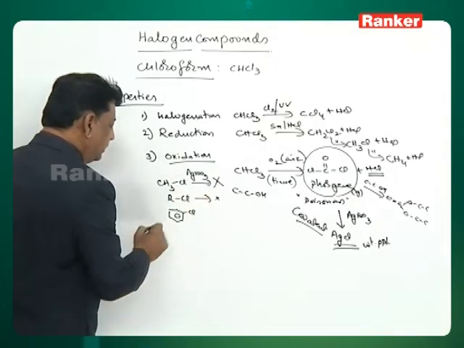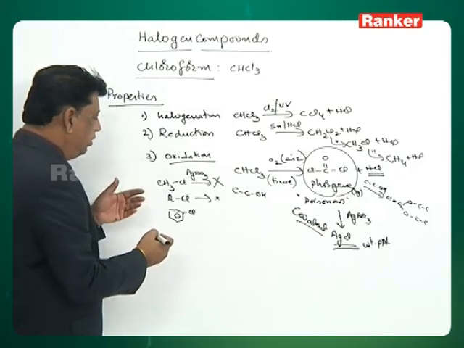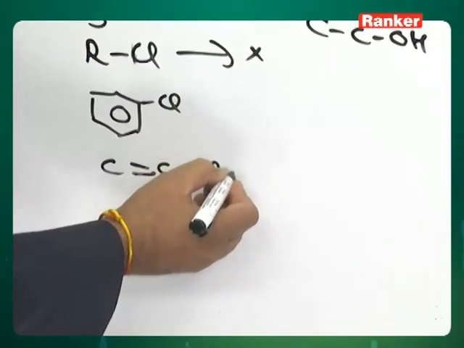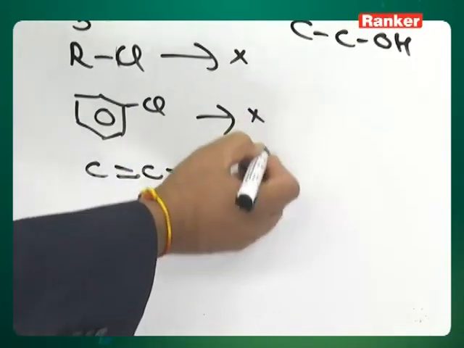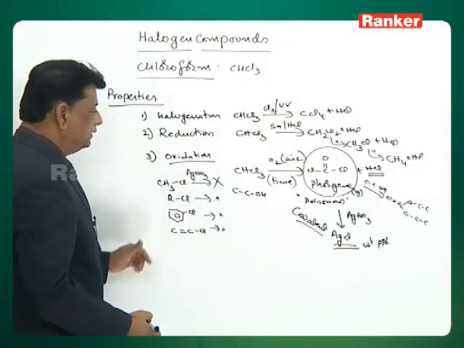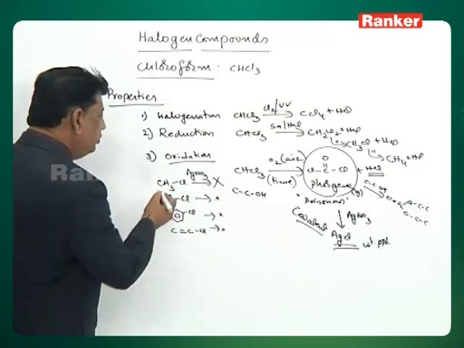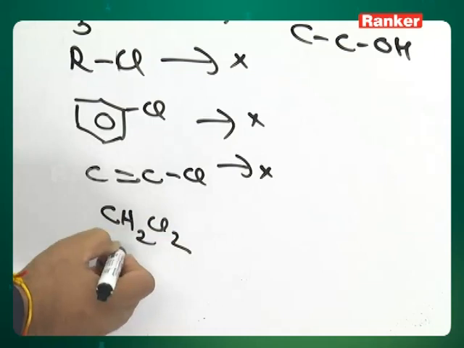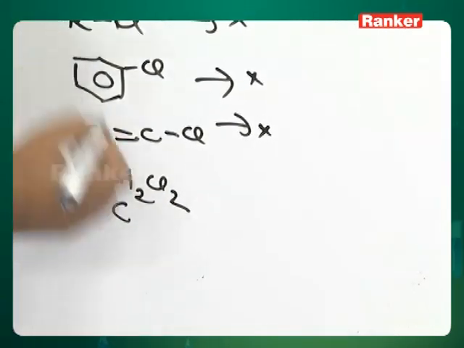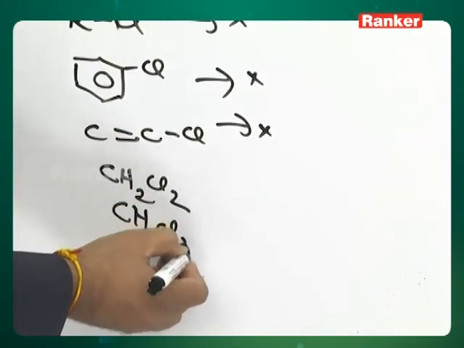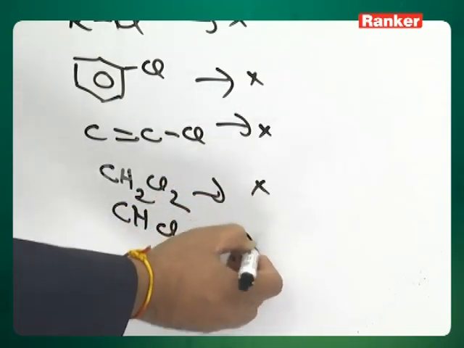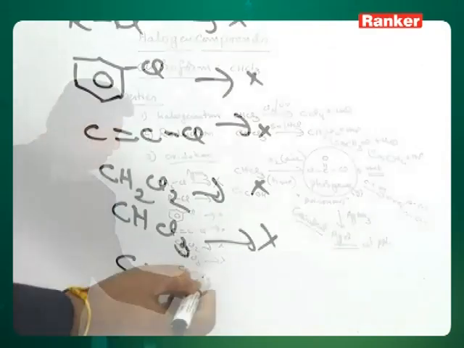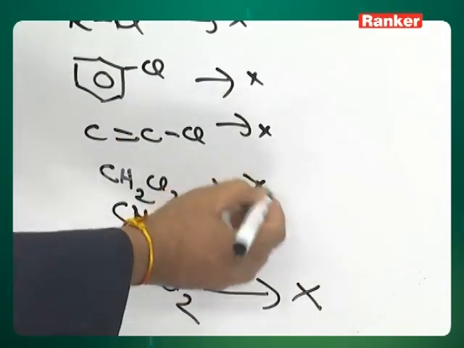Chlorobenzene will not react. Even 1 degree, 2 degree, all this will not react. Vinyl type of the halogens also will not react. Okay, these are all the reactions not going. And in addition to that, dichloro compound CH2Cl2, that is a methyl chloride, and chloroform also are not going to react. And the COCl2 phosgene, which we have examined, also is not going to react.